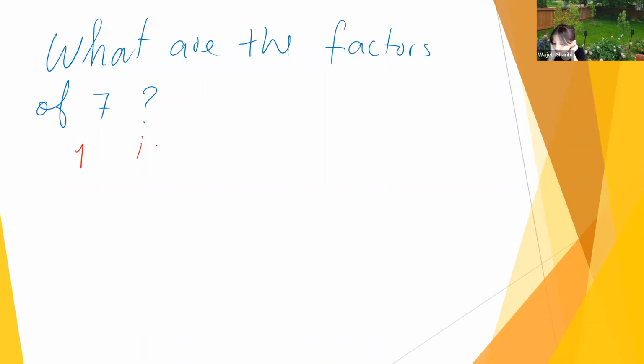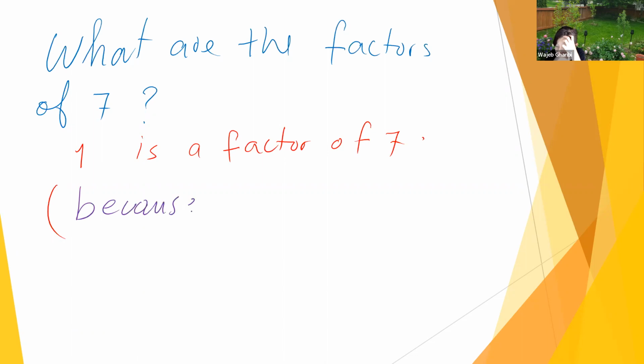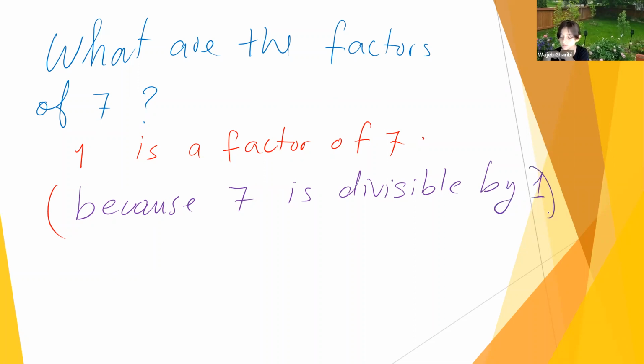So 1 is a factor of 7. Why? We have to write why. Because 7 is divisible by 1, and 7 can be written as 1 times 7. Got it?